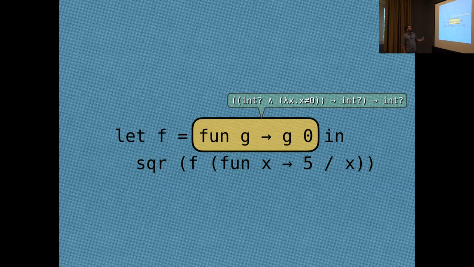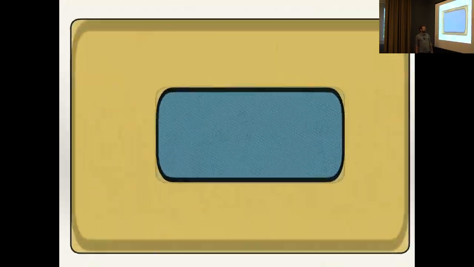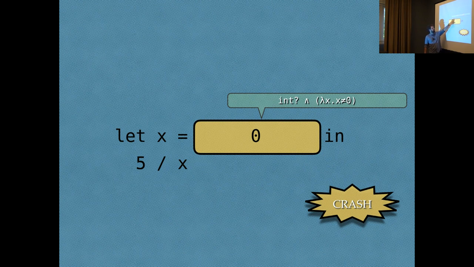All right, so now what happens? We jump into the yellow program. It applies G with 0. We jump back to here. Remember, we're at the point where we've got the base value and this spec here, and we just look at it and say, okay, is 0 an integer? Sure, but is it not equal to 0? It's not, so the yellow program has not lived up to the contract here, and we attribute the blame to it, okay?